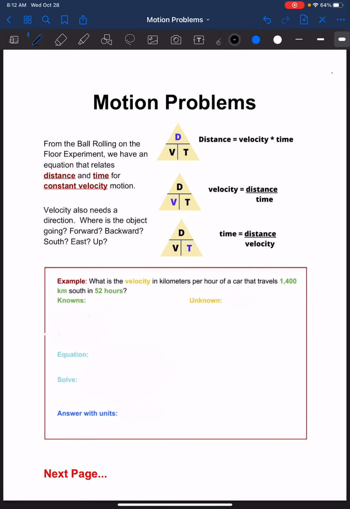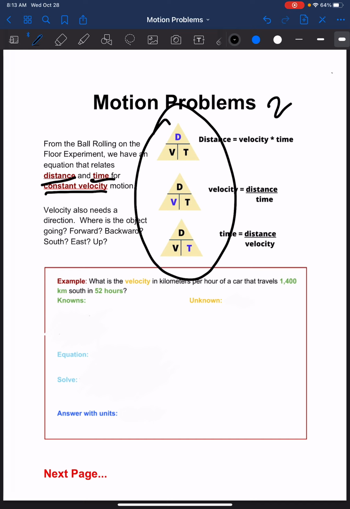Okay, so we are going to talk about motion problems today. From our experiment yesterday, the ball rolling on the floor one, we realized that there are three different variables that we are going to focus on. So there's distance, time, and constant velocity. So using this triangle over here, we can solve to find distance, time, or velocity as long as we have two of any of the three. So two out of the three variables.